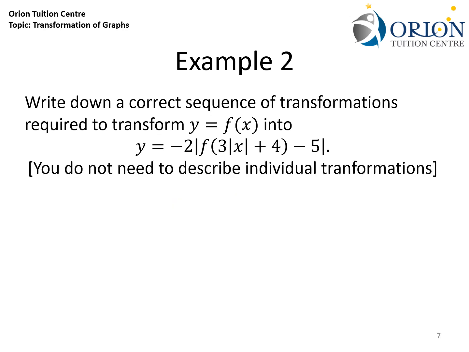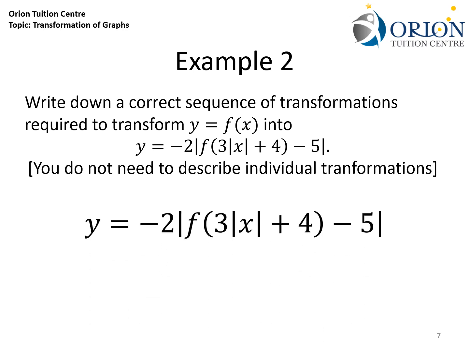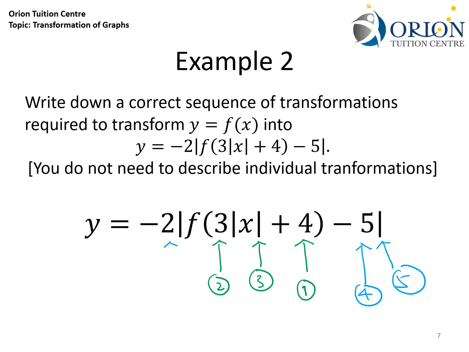In example 2, we have some additional modulus signs, but the rules remain the same. Let's check it out. If we perform the x operations first, we will start from the 4, followed by the 3, followed by the smaller modulus within the bracket. Next, for the operations on f(x), we will start from minus 5, followed by the modulus, followed by the 2, and finally the minus sign.